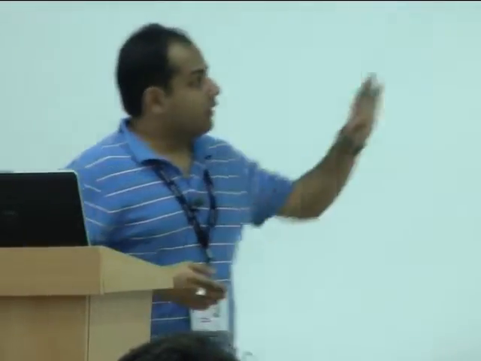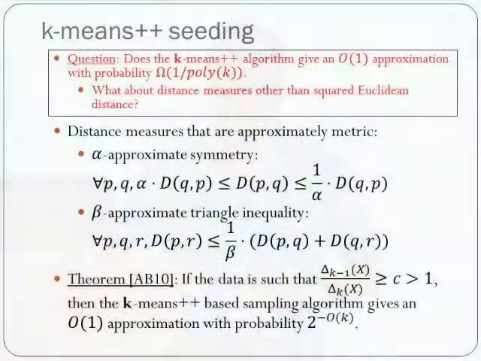That means there's some alpha approximate symmetry and some beta approximate triangle inequality, where alpha and beta are constants. For many distance measures, you can actually figure out these constants alpha and beta. For example, if you're talking about the square of the Euclidean distance, then alpha is equal to 1 and beta is equal to half, sorry, given this scenario.